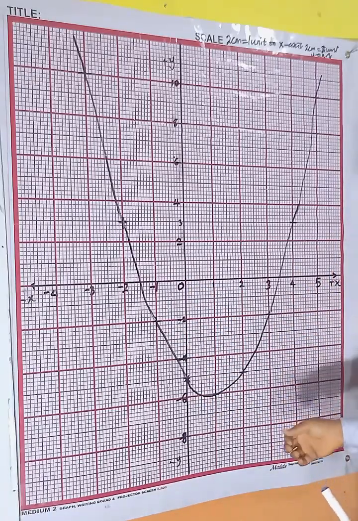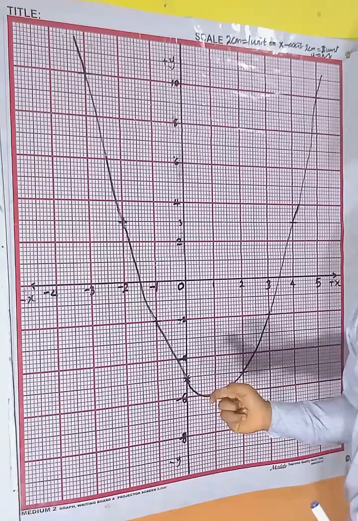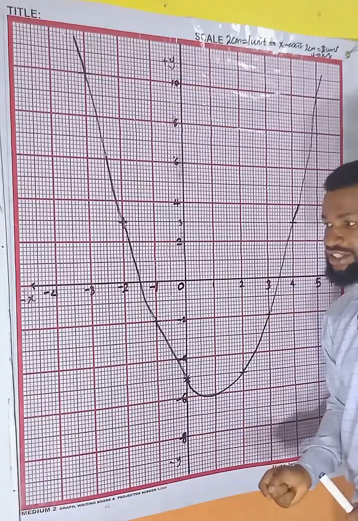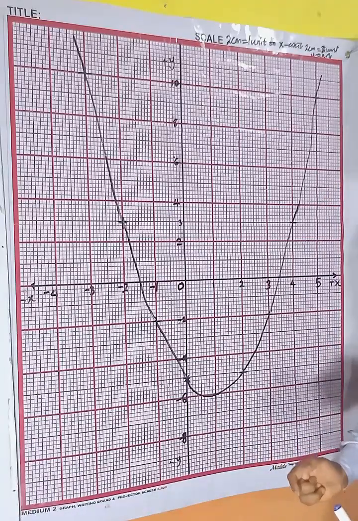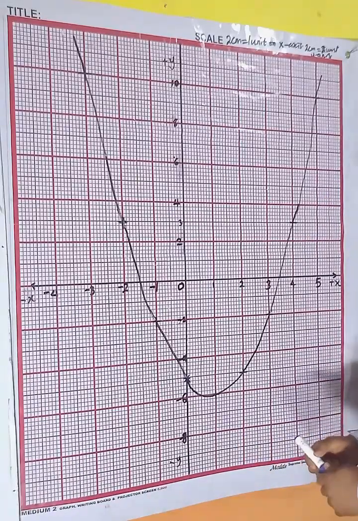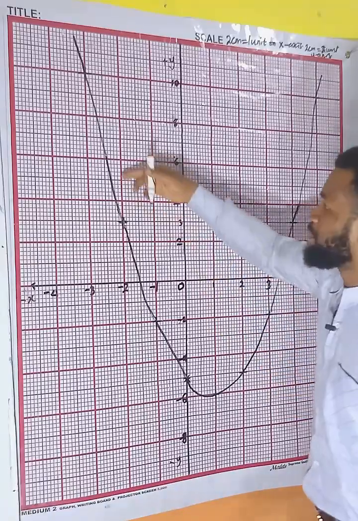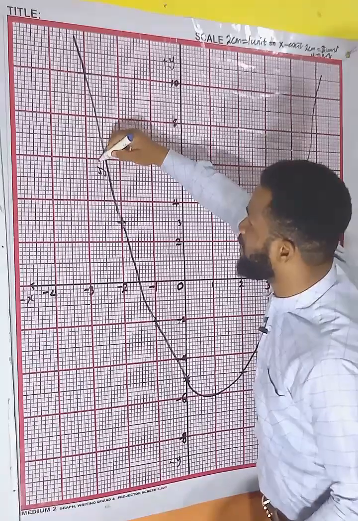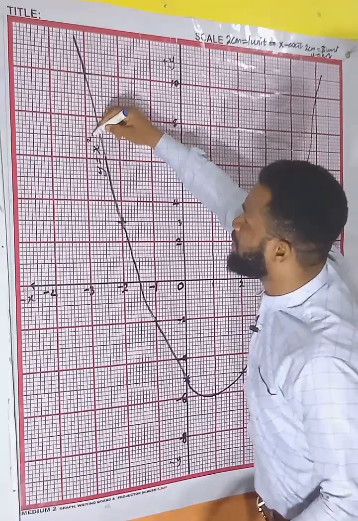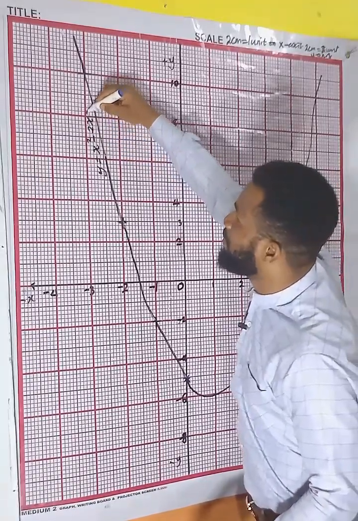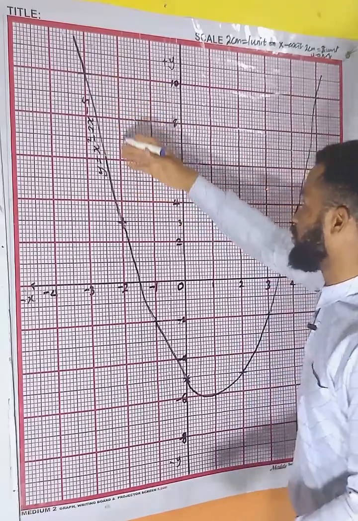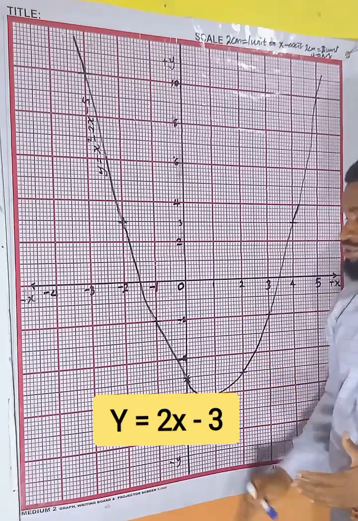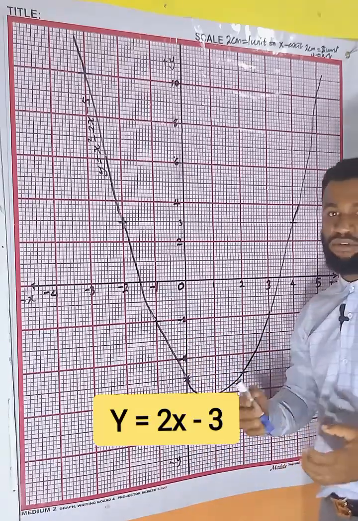I've finished plotting. So now the next question is B part, which said, using the same axis, draw the graph of y equal to 2x minus 3. But before that, I have to write the equation of the curve on this line. So the equation is y is equal to x squared minus 2x minus 5. So this is the curve, the equation that brought about this curve. Like I always say, every quadratic equation must be a curve. Every linear equation must be a straight line.